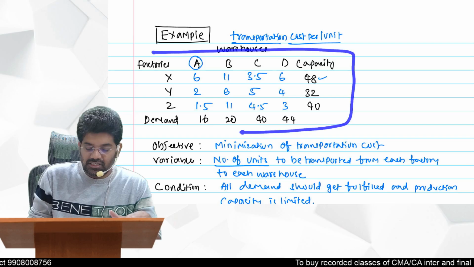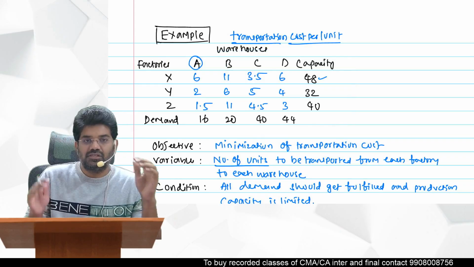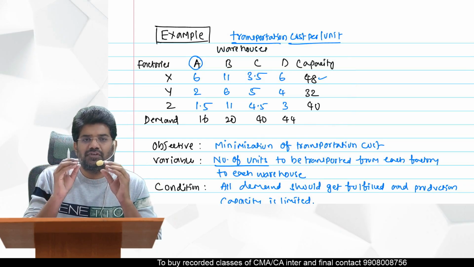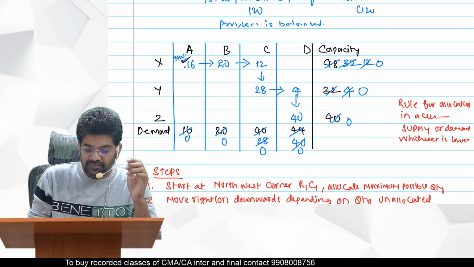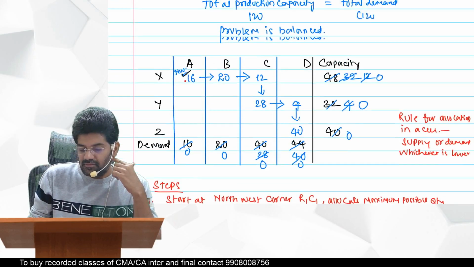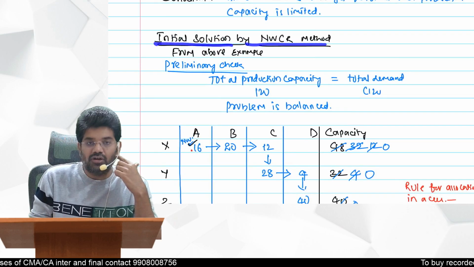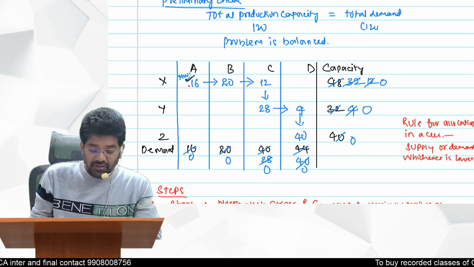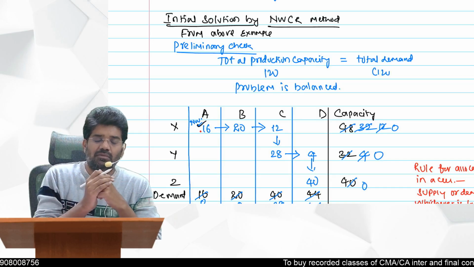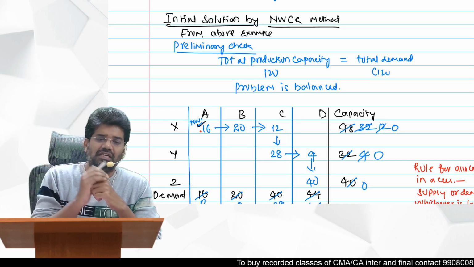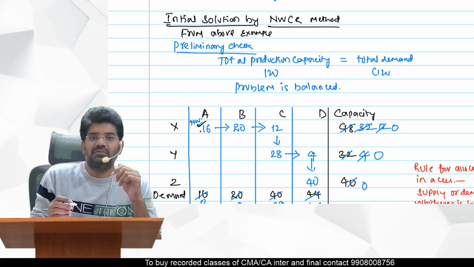Now how to get the allocation of how many units to each warehouse using the northwest corner rule method is a very simple method. Follow this. This is the initial solution by the northwest corner rule method. First, before we proceed, a preliminary check we have to do. In case of assignment we had a preliminary check, and here also there is a preliminary check.